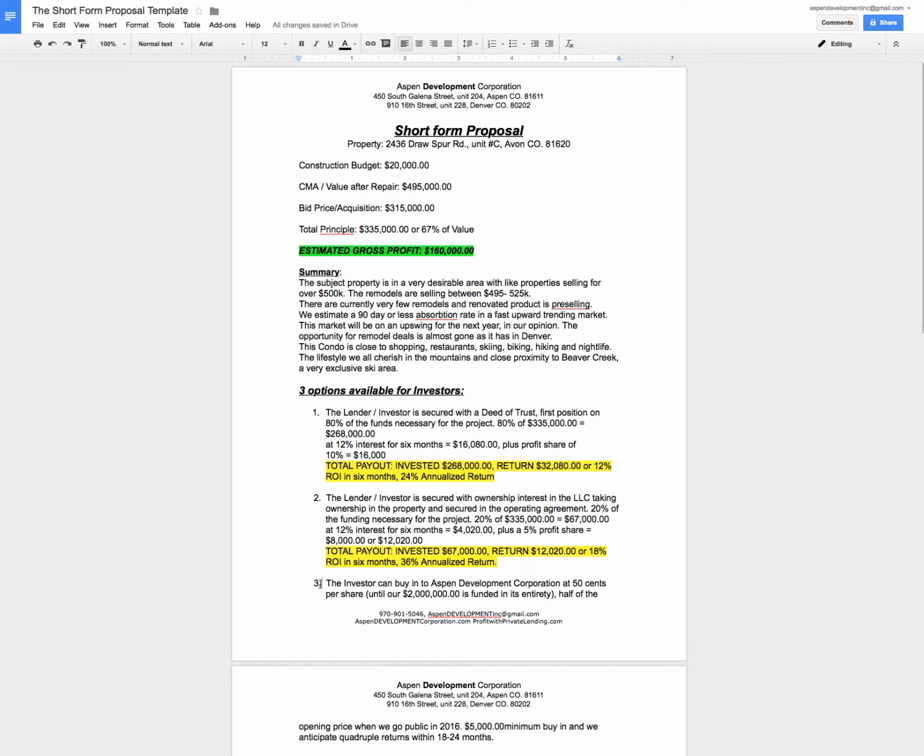And then the third option, now that we're going public again, we backpedaled about a year of our lives. The investor can buy into Aspen Development Corporation at 50 cents per share until our $2 million is funded in its entirety, half the opening price when we go public in 2016 or sooner. 5,000 is the minimum buy-in, and we anticipate quadruple returns within 18 to 24 months.